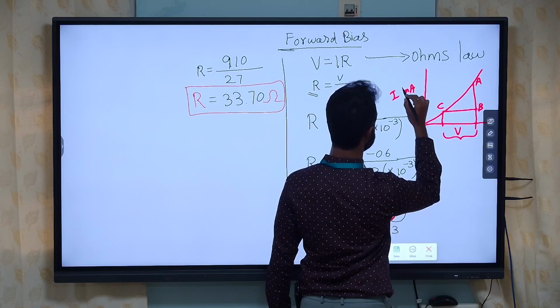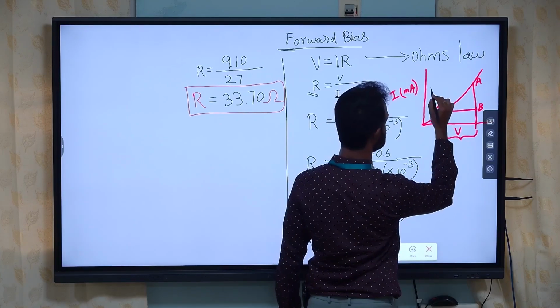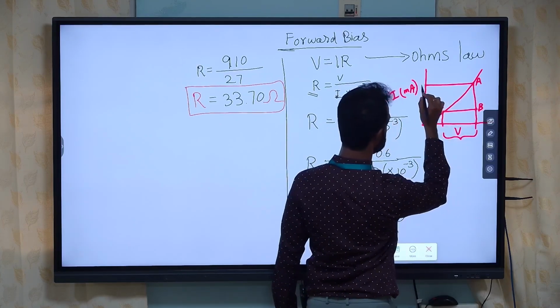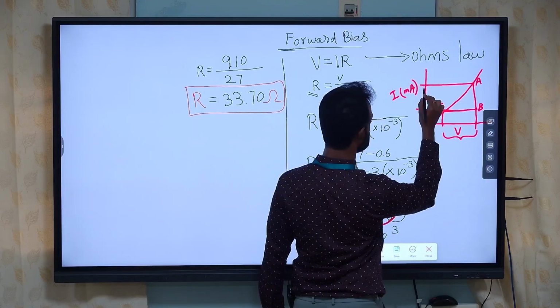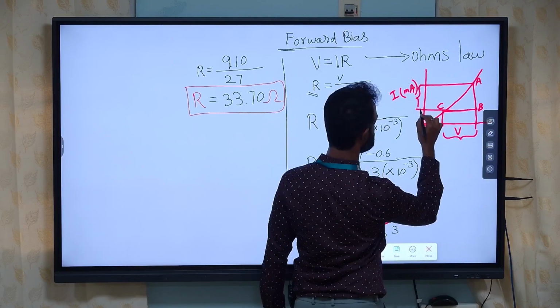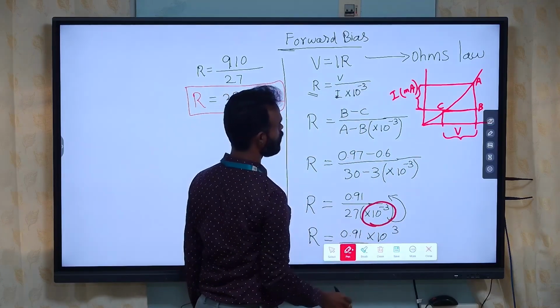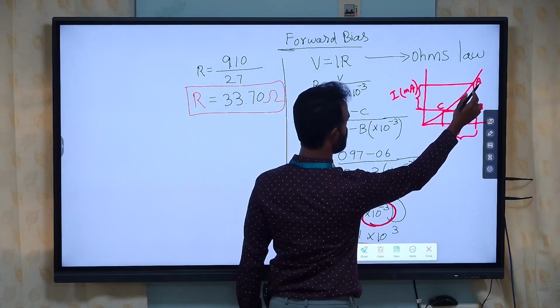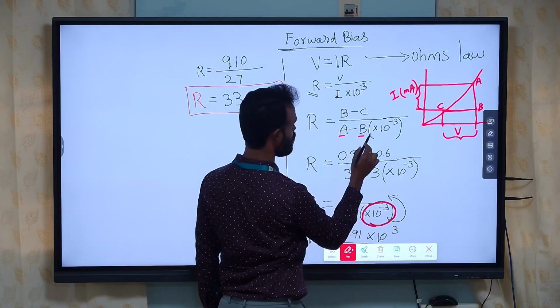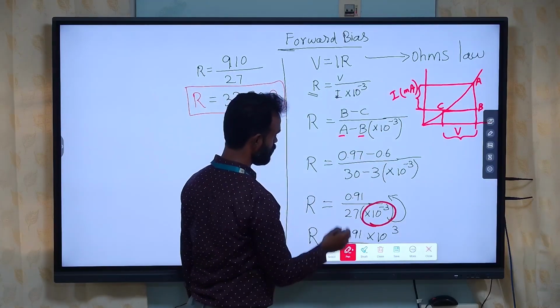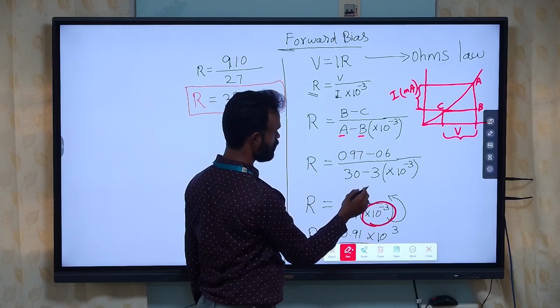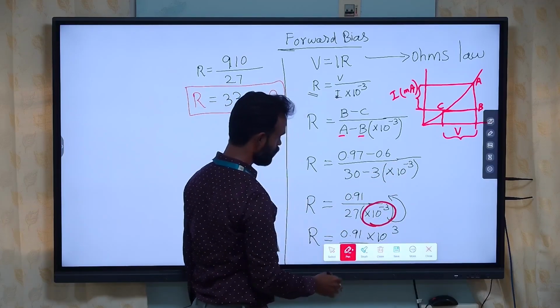And likewise A minus B, which means here that is the current value. The milliampere value is here, that is, the unit of current is milliamp. So from this point to this point, this is the current I value. So I have written A minus B, 30 minus 3, into 10 to the power minus 3.